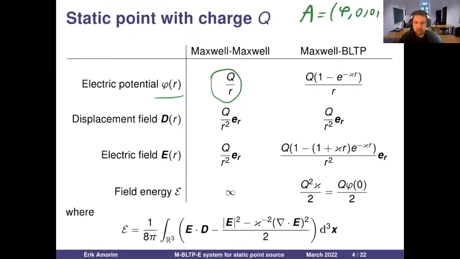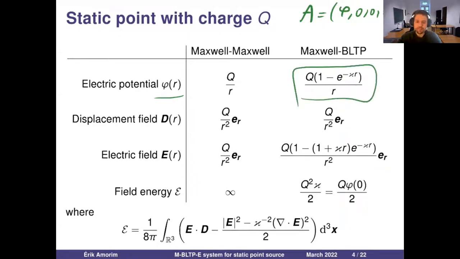In Maxwell theory, it's something that diverges at r equals zero. It's Q over R. It's called the Coulomb potential. In Maxwell BLTP, it's something that has an exponentially small correction. So for large R, it doesn't really matter. It looks just like the Coulomb potential. But for small R, this function has a value. It's continuous at R. Question?